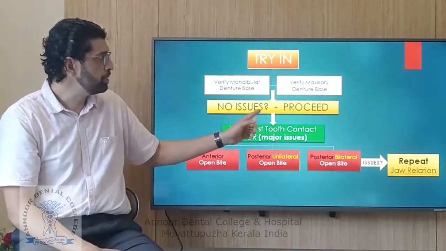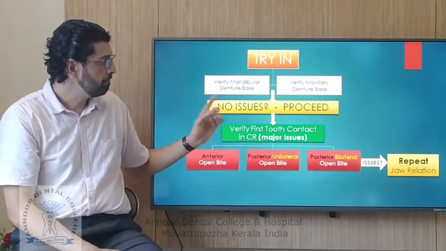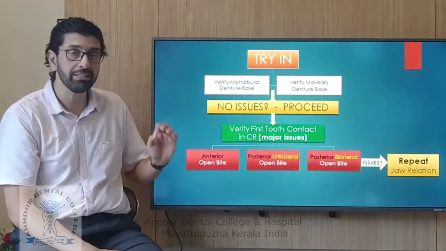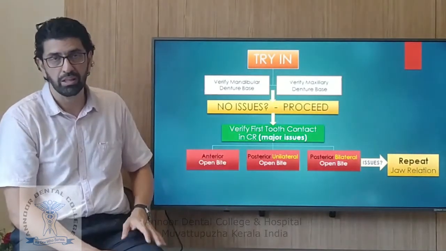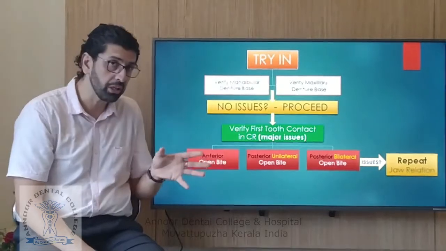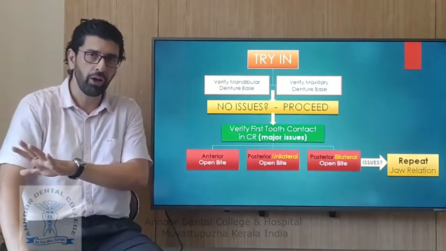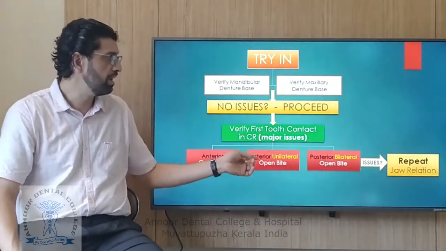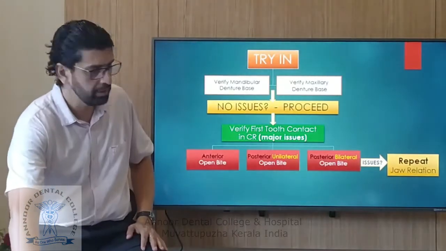So if there are no issues, proceed, and then you're going to come to the first thing that you want to verify, that is the verification of the first tooth contact in centric relation. This can create major issues, right? So this can also affect your vertical relation. I know centric relation immediately reminds you of horizontal relation, but hang on. This can create issues in your vertical as well, which is the reason why I'm going to talk about this in a little bit, and then I'll tell you what needs to be done.